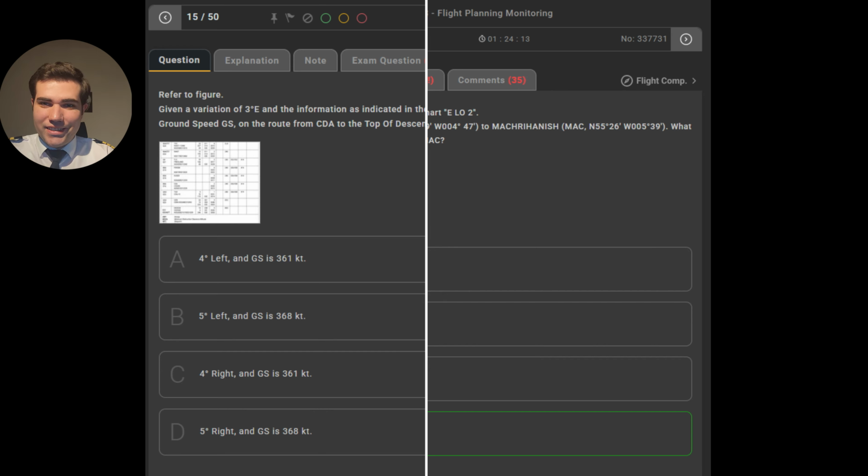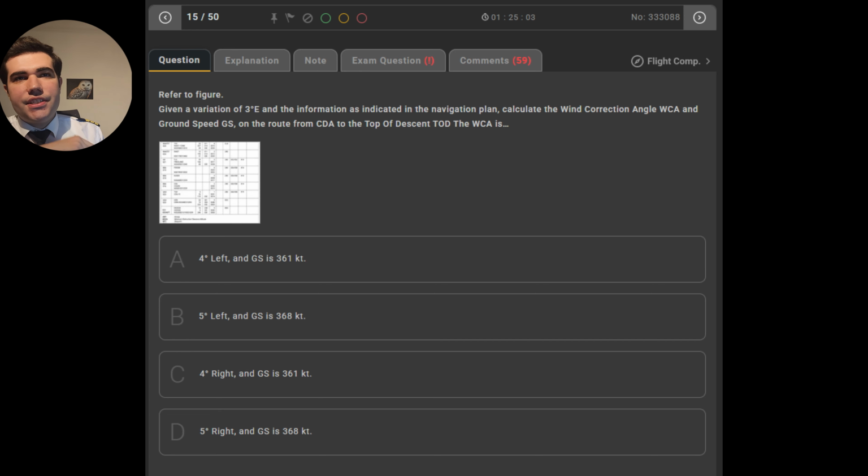Yeah, good luck. Given a variation of 3 degrees east and the information as indicated in the navigation plan, calculate the wind correction angle, WCA, and ground speed, GS, on the route from the CDA to the top of descent.